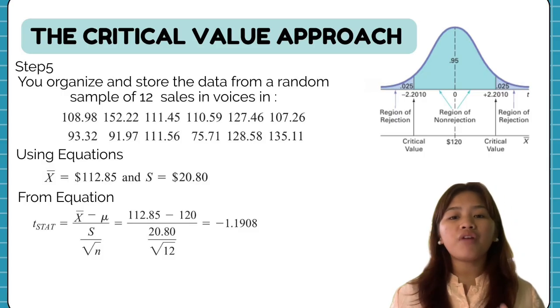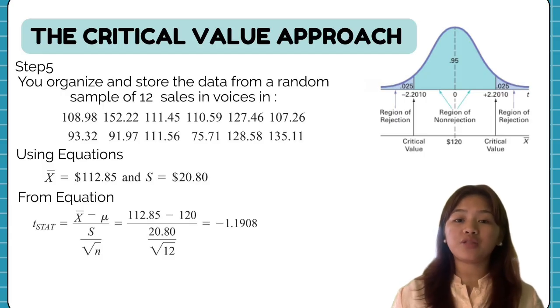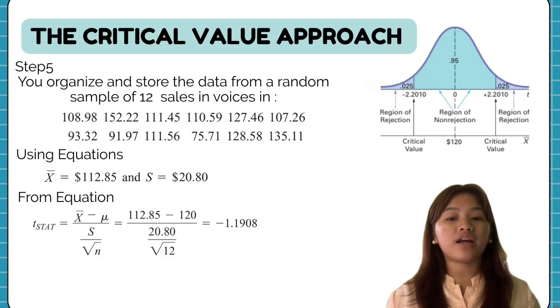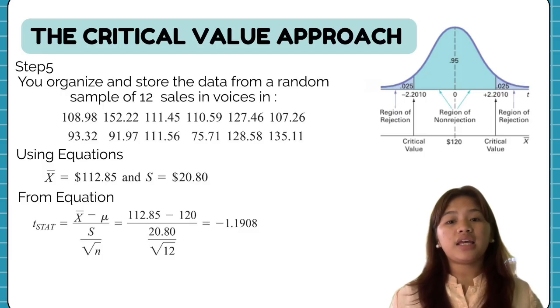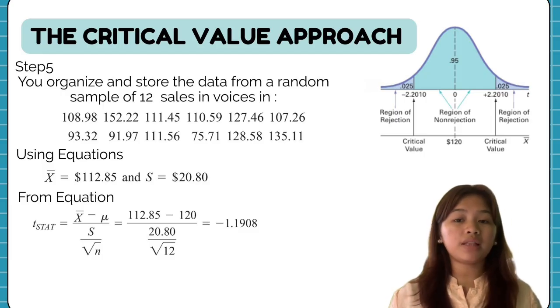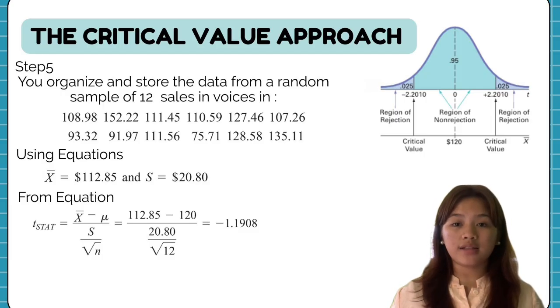To determine how far the sample mean is from the hypothesized population mean in terms of standard errors, we calculate the t-statistic. We subtract the hypothesized mean from the sample mean, giving negative 7.15. We divide this by the standard error, which is the sample standard deviation 20.80 divided by the square root of the sample size, about 6.004. This results in a t-statistic of approximately negative 1.19.